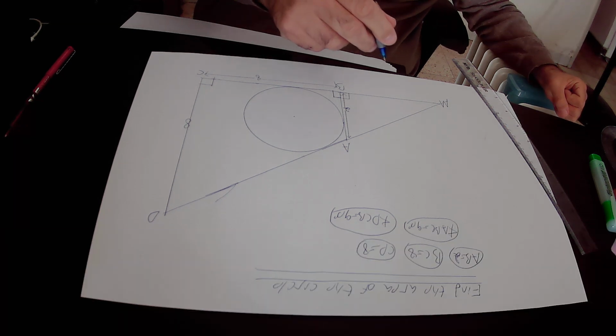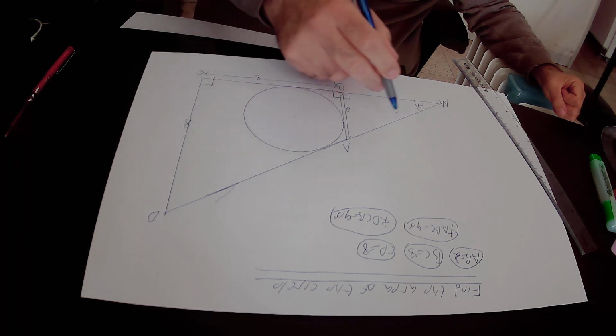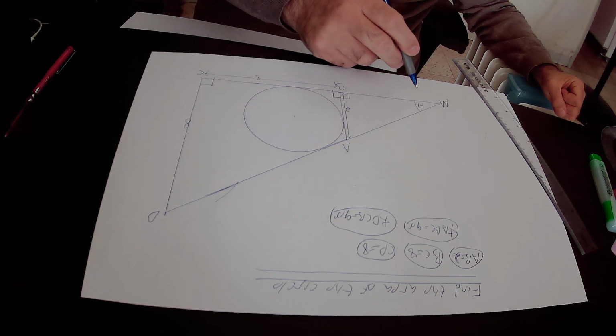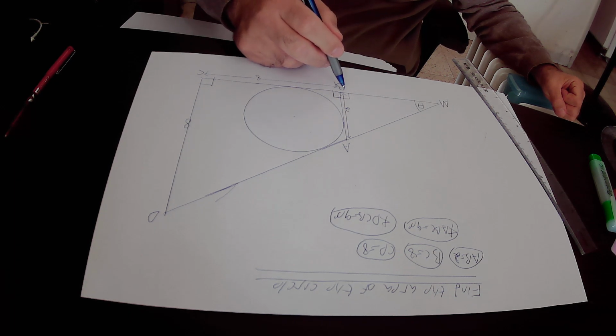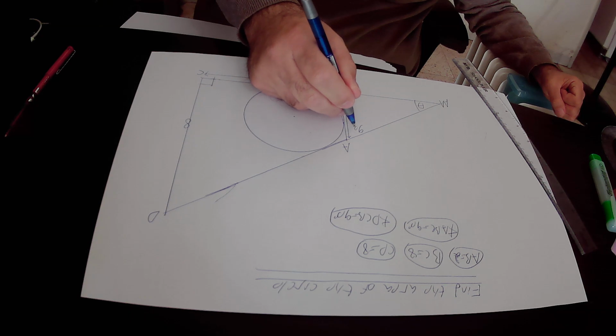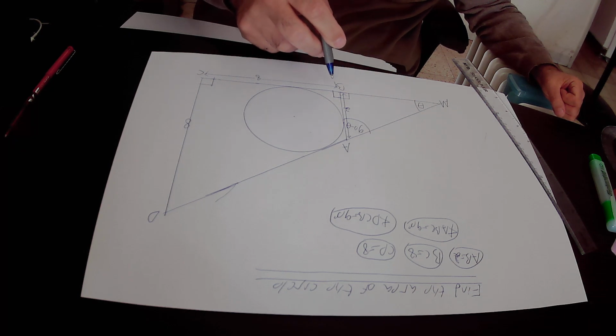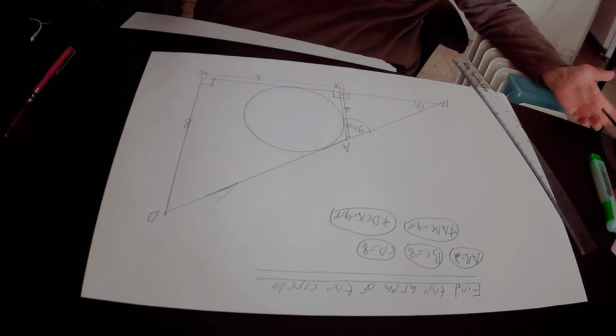We define angle ABM as theta. In the small right triangle AMB, this angle equals theta, this angle equals 90 degrees. Therefore, this missing angle must be equal to 90 degrees minus theta. Why? Because 90 degrees minus theta plus theta is 90 degrees, and 90 degrees plus 90 degrees equals 180 degrees. That is the sum of the angles in any triangle.